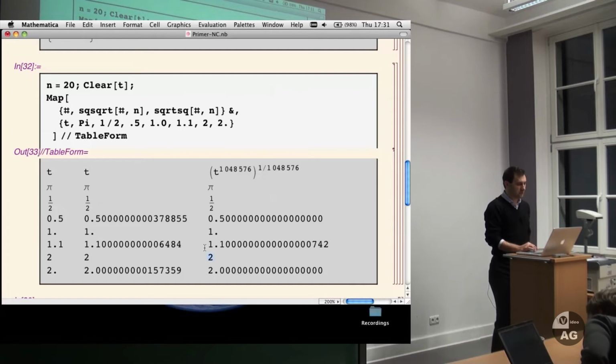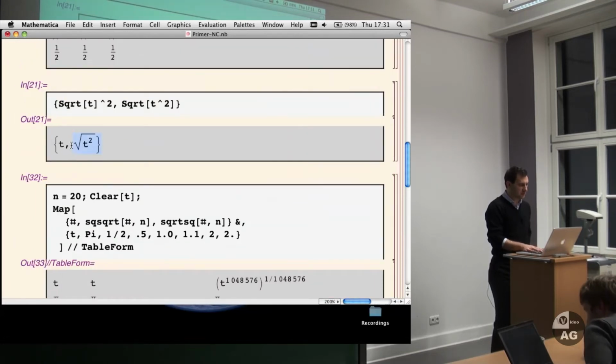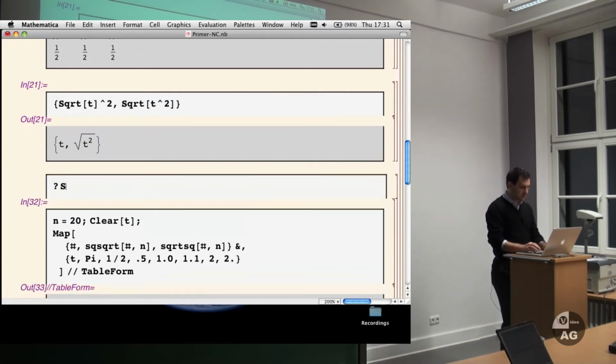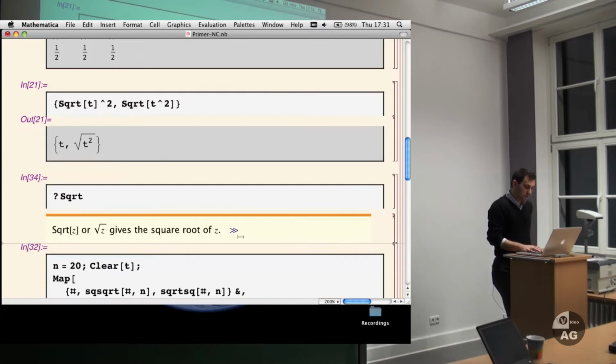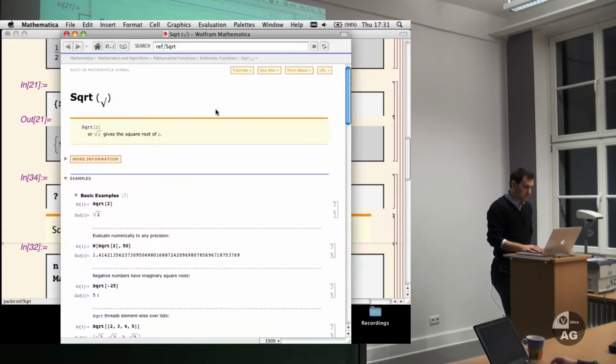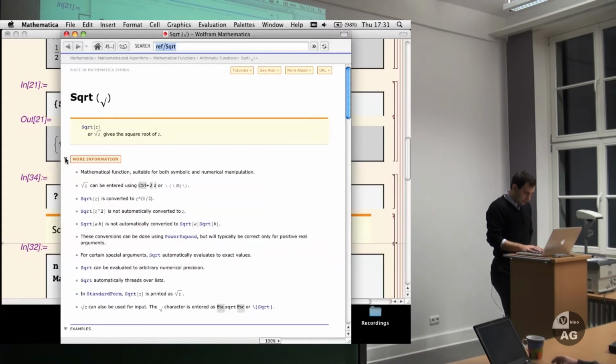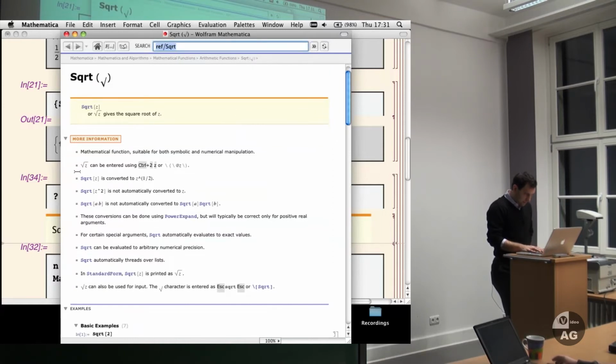But when it's an integer, for integers, this is an equality. For integers, the square root... I see what you're saying. I guess that's the definition of square root. Give the square root of z, so... I guess it tells you what it does. So square root is not automatically converted to z, but I guess for integers it does.